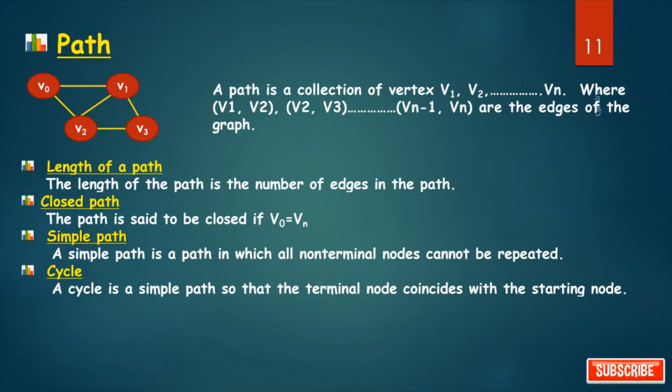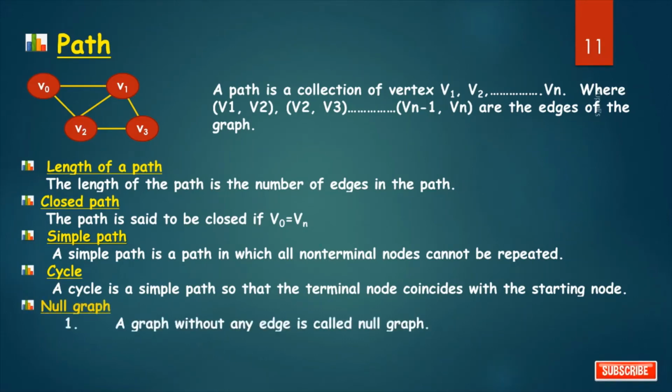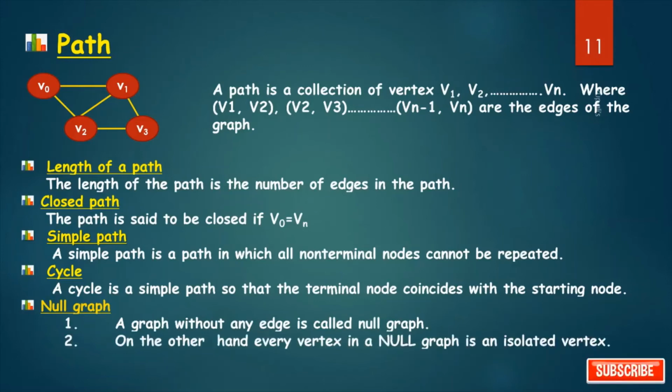So this is a cycle. Null graph. A graph without any edge is called a null graph. That is, we can say that every vertex in a null graph is an isolated vertex, that is without any edge.